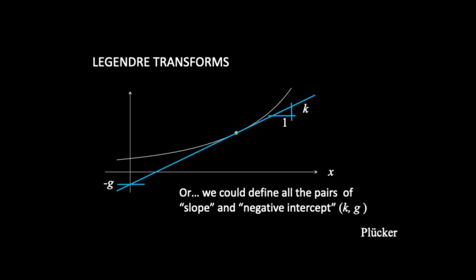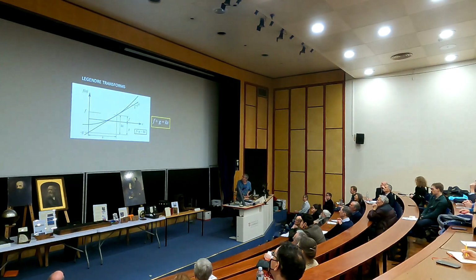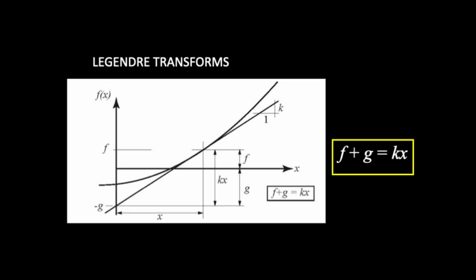So I've got this tangent and this intercept. And if we take all of those tangents, the envelope of those will draw the curve. So we could draw the curve by just plotting the intercepts and the tangents. And we can see instantly this, Claire said no equations, but I have put an equation in here. F plus g equals k times x.